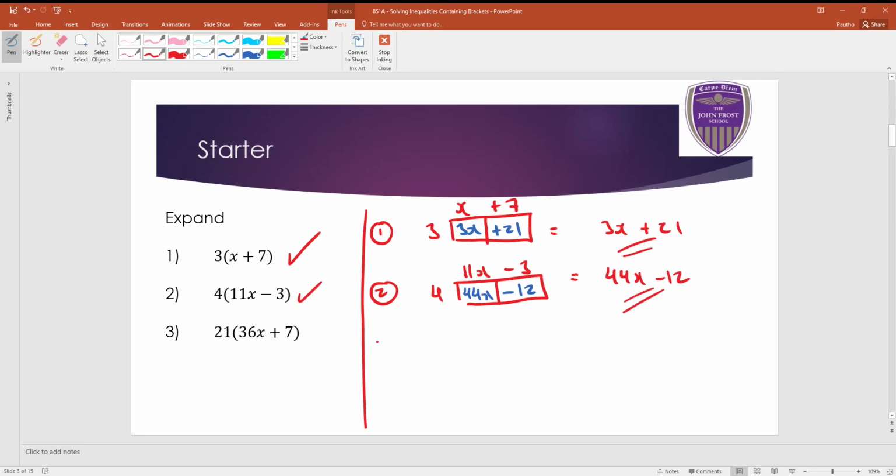That's that one done. And this last one, the numbers are bigger, but as long as you can use your box method or grid method for doing this as well, you're good to go. So 21 times 36x. 21 times 36 is 756x. And 21 times 7 is 147. So our answer here is 756x plus 147. Okay, done.